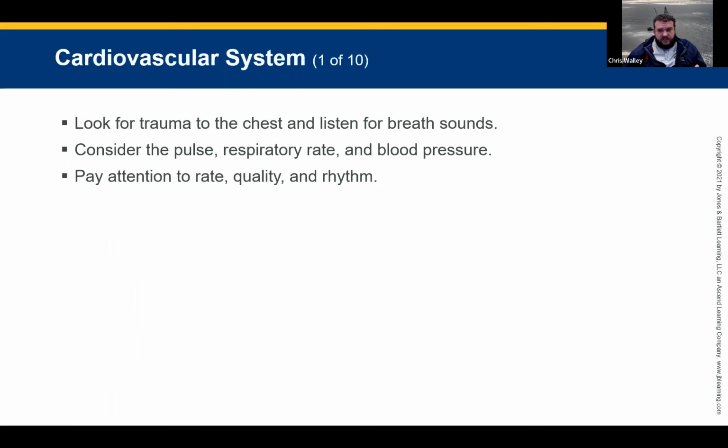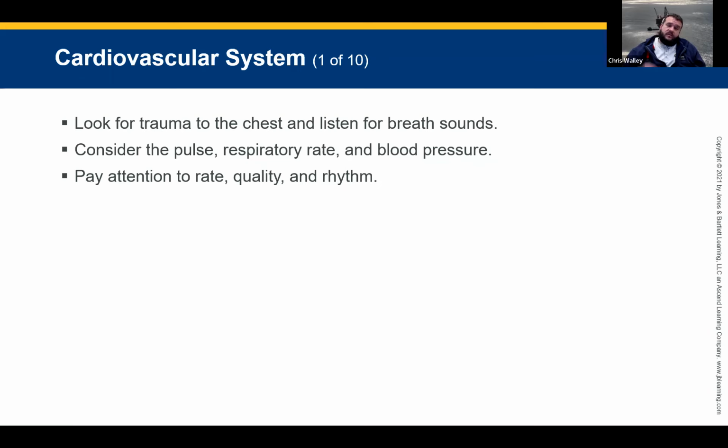All right, so our cardiovascular system. That's when we start talking about our heart. We're going to look for trauma in the chest and listen for breath sounds. We're going to palpate, we're going to touch, and make sure from the collarbone to the abdominal diaphragm area, from shoulder to shoulder, that everything's intact. Start listening for those heart tones and respiratory sounds. Consider the pulse, respiratory rate, and blood pressure at this point. Pay very particular attention to the rate, rhythm, and quality. That's something that we have to do.